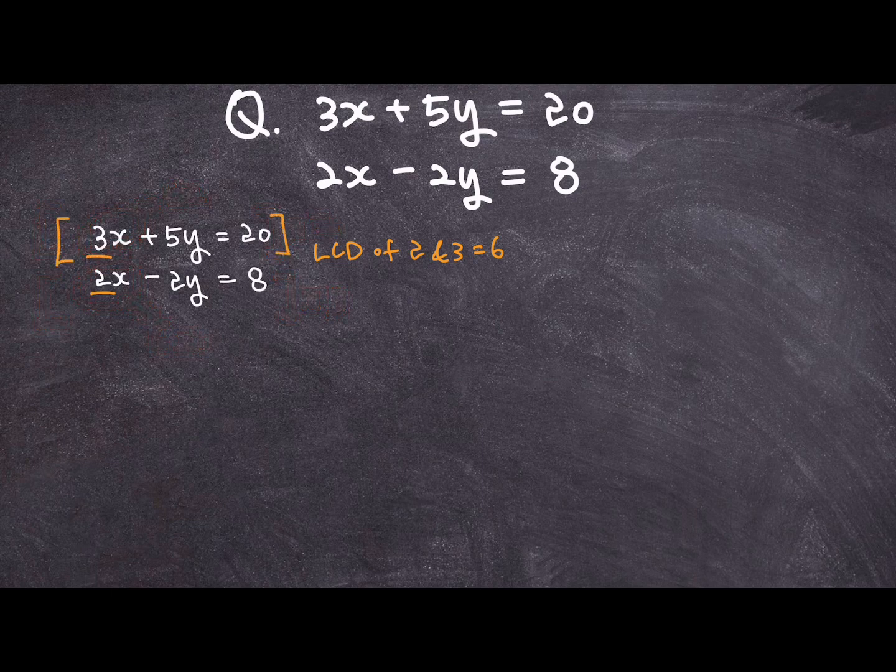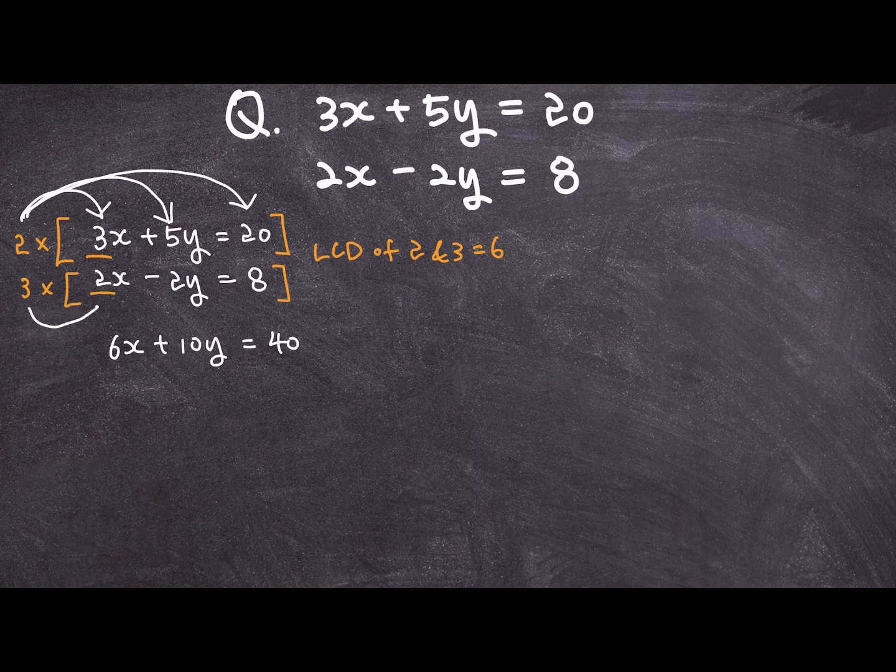I am going to multiply 2 to the first equation and 3 to the second equation. So I'm going to rewrite the first one. 2 times 3x, 6x. 2 times 5y, 10y is equal to 2 times 20, 40. And for the second one, 3 times 2x, 6x. 3 times negative 2y, negative 6y is equal to 3 times 8, which is equal to 24. Now I have coefficients of x equal to each other.